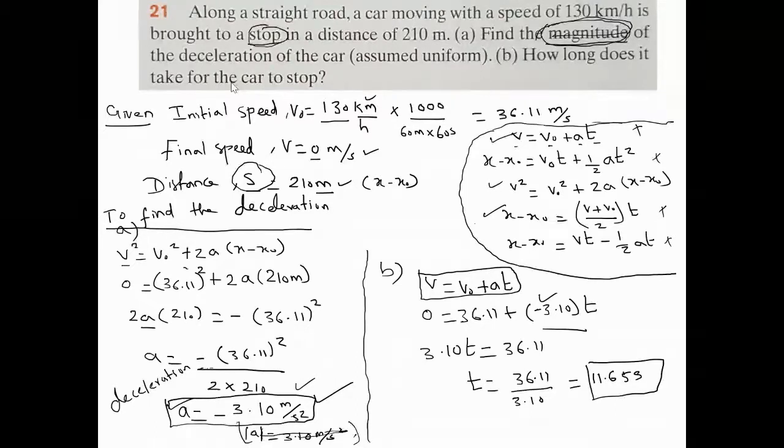Yes, you're right. That's what we use. The initial speed is 130 km per hour. When it reaches the distance of 210 meter, your car is stopped. So what is your final speed? It is 0.